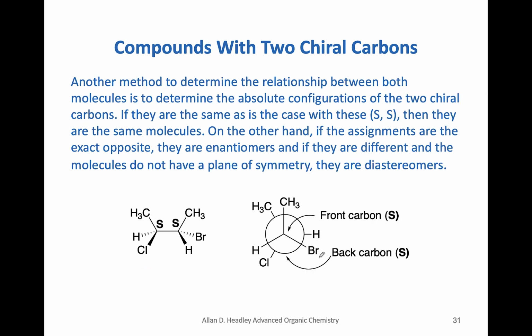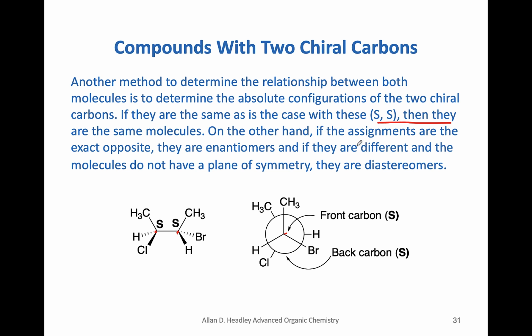I think this is the last slide. No, this is not the last slide. This is the last one that gives us the actual answer. So for the two molecules before, we have the S and the S, and then this is also S and S. So with that said, they are the same. So as we can see here, they are the same.